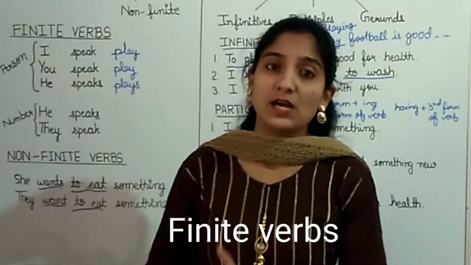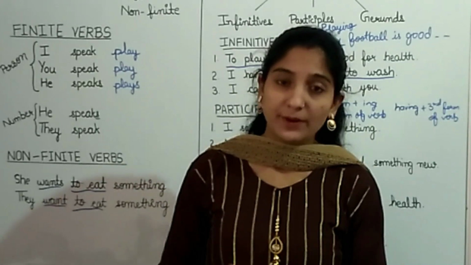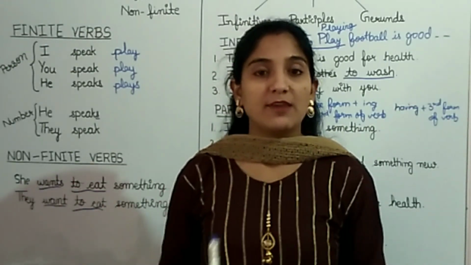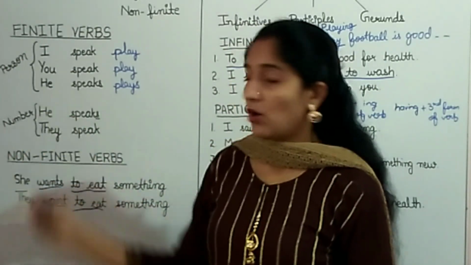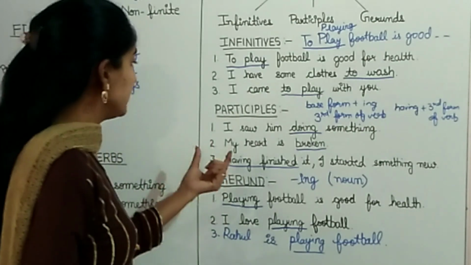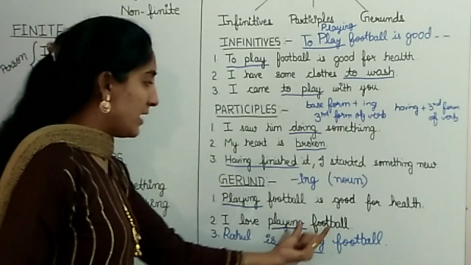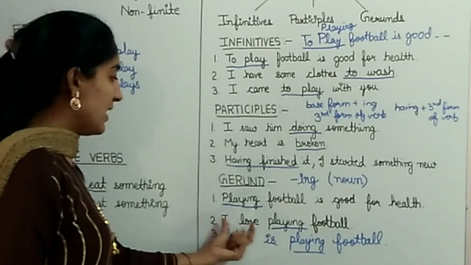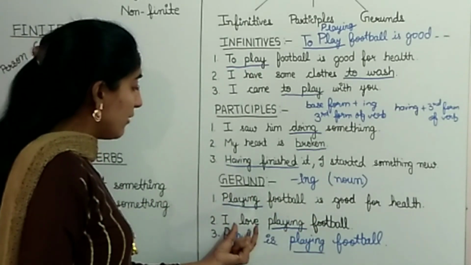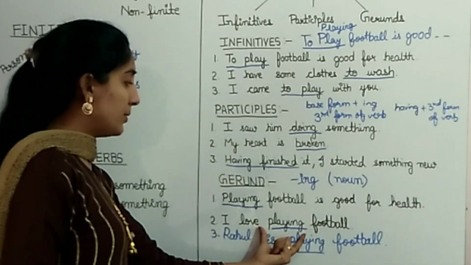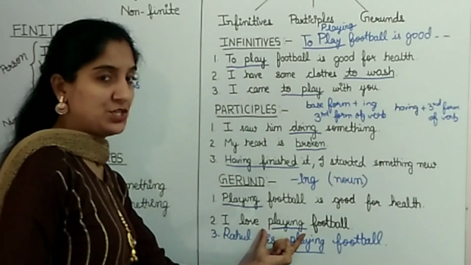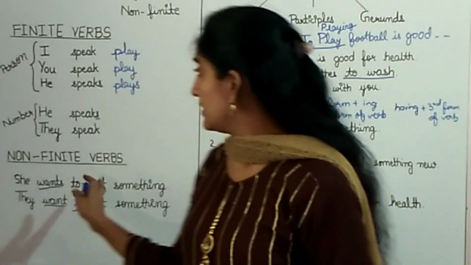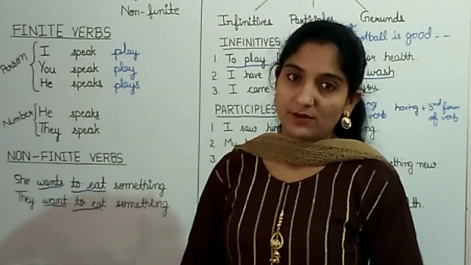Finite verbs change according to the person and the number, but non-finite verbs remain the same if there is any change in person or number. Here if I say I love playing football, he loves playing football, she loves playing football, they love playing football, the verb playing remains unchanged. So it means this is non-finite, and if it changes then it is a finite verb.